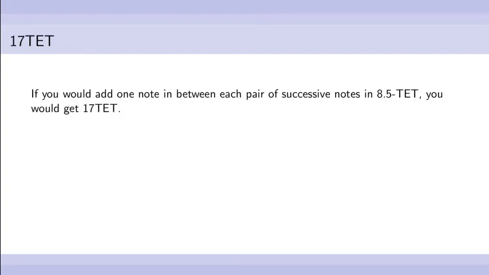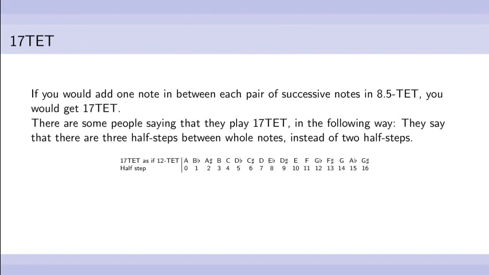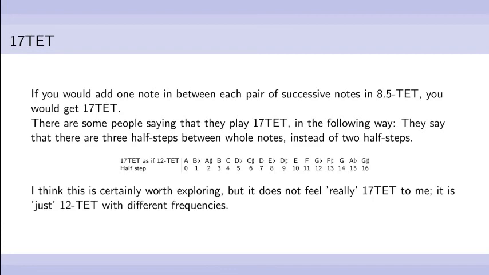If you would add 1 note in between each pair of successive notes in 8.5 TET, you would get 17 TET. There are some people saying that they play 17 TET in the following way. They say that there are 3 half steps between whole notes, instead of 2 half steps. I think this is certainly worth exploring, but it does not feel really 17 TET to me. It is just 12 TET with different frequencies.